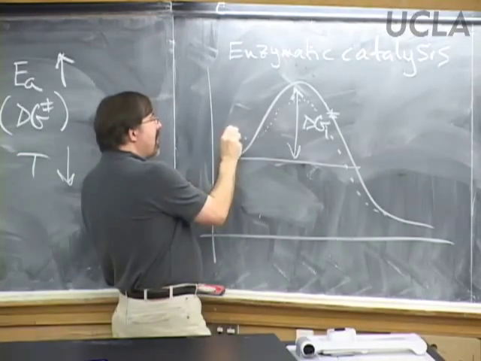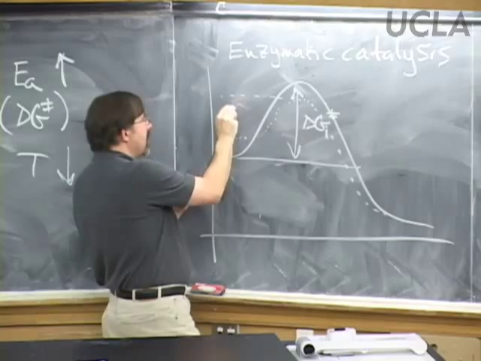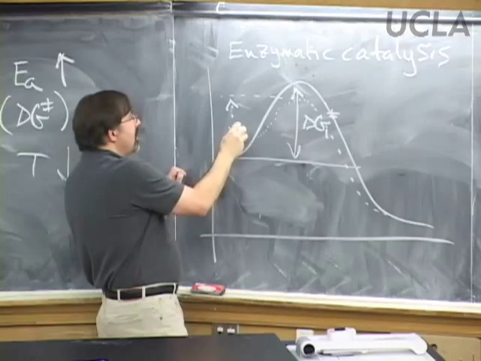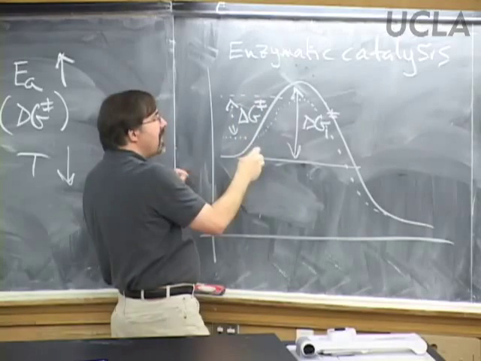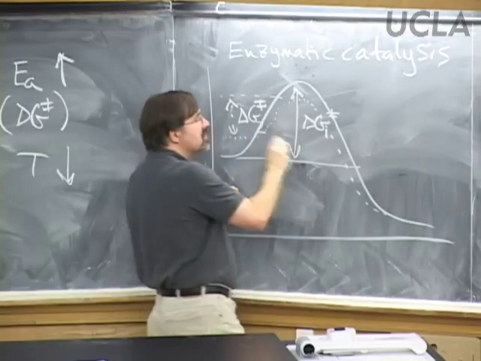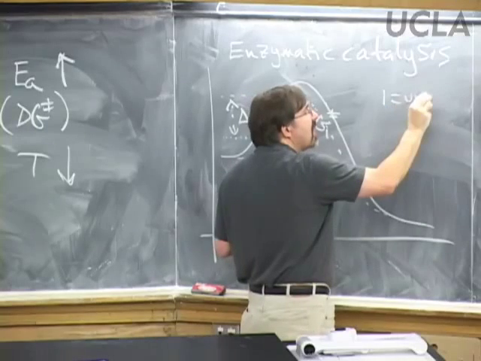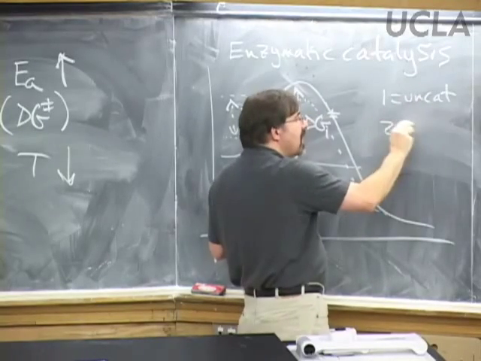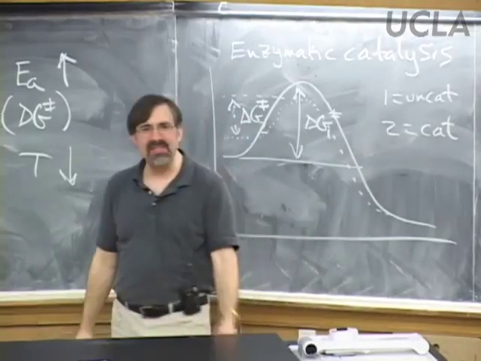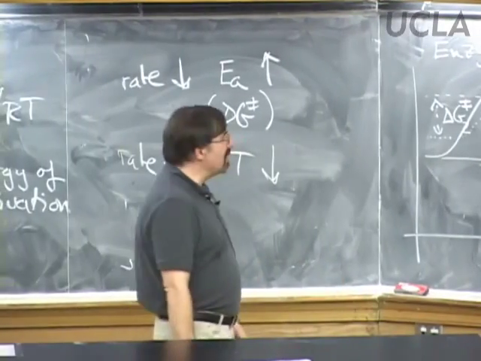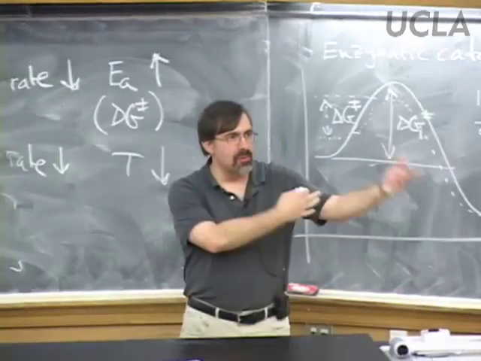But now we have, we'll use dotted line again. There is our delta G double dagger for the 2. And we're saying number 1 here is uncatalyzed, and 2 has the enzyme present, the catalyzed. That doesn't mean there's a cat present. That means catalyzed.